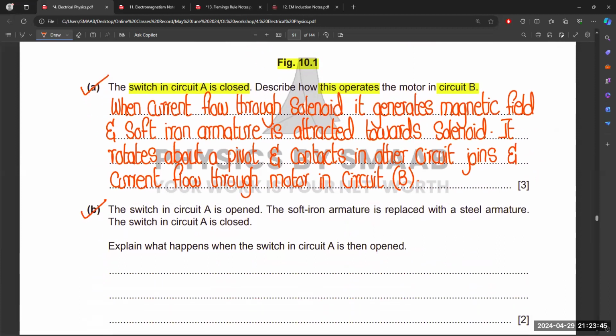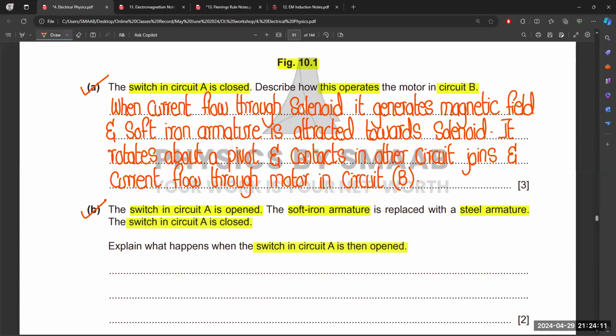Now, switch A in circuit A is open. The soft iron armature is replaced with a steel armature. Okay, now soft iron is no more, there is a steel. The switch in circuit A is closed. So explain what happens when the switch in circuit A is then open. So we know that steel is a permanent magnetic material.